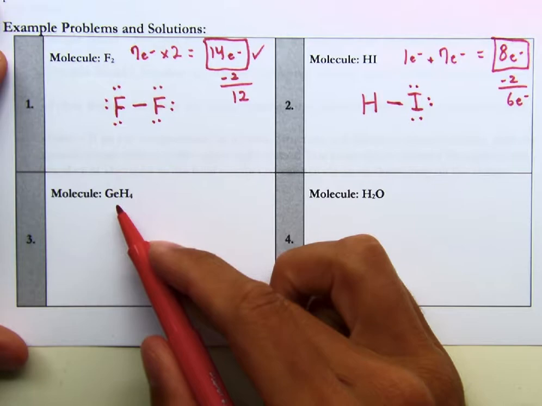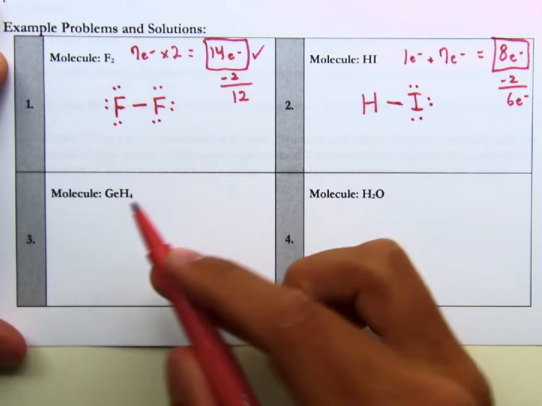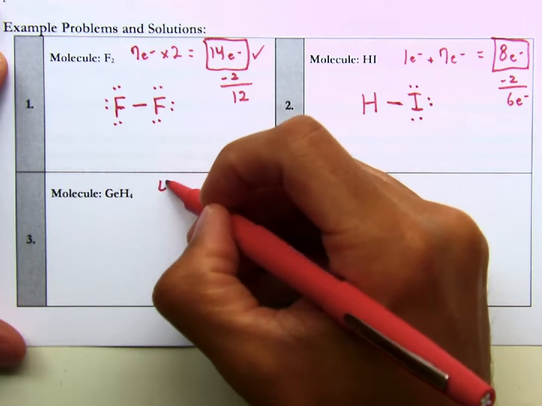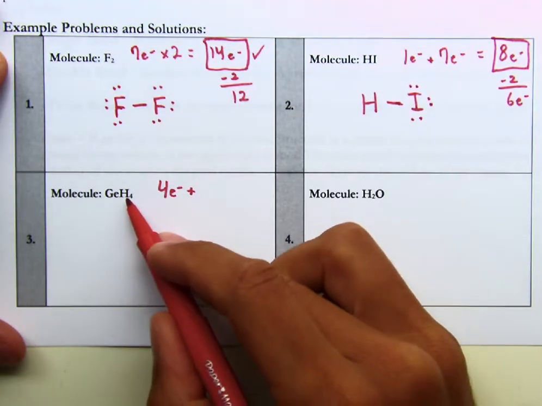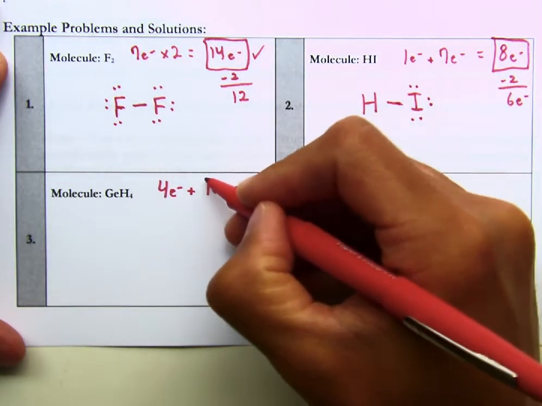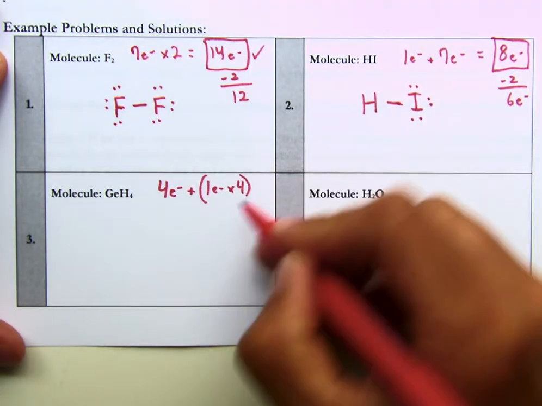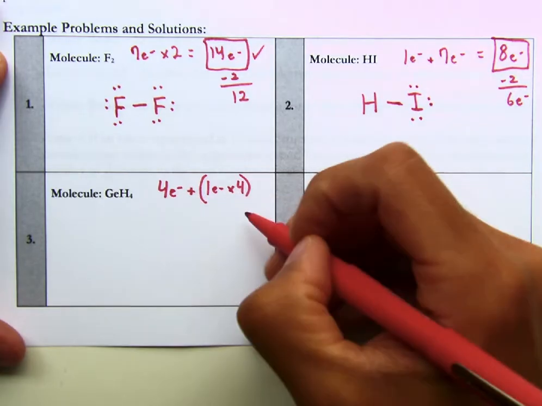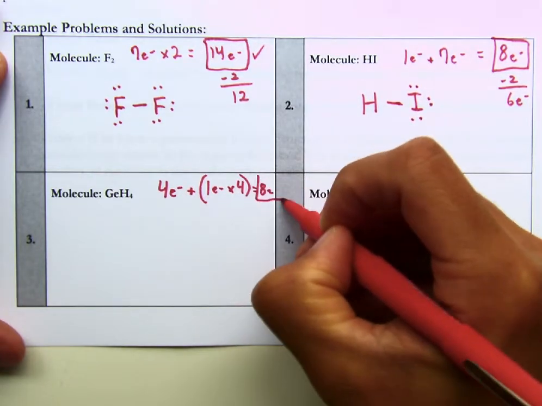Next up, GeH4. Ge is a couple elements underneath carbon, so it's in column 4A. Ge has 4 valence electrons. Hydrogen has 1 valence electron because it's in column 1A, and that we have 4 of, so 1 times 4. It's going to be 4 plus 4, so that gives you 8 electrons.